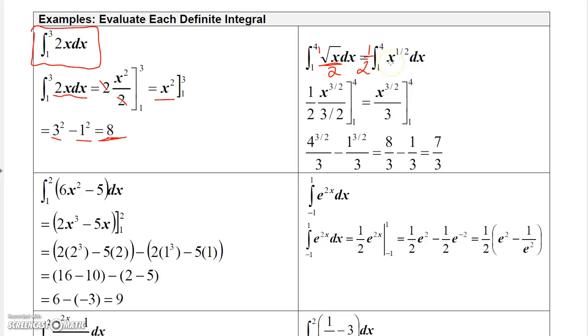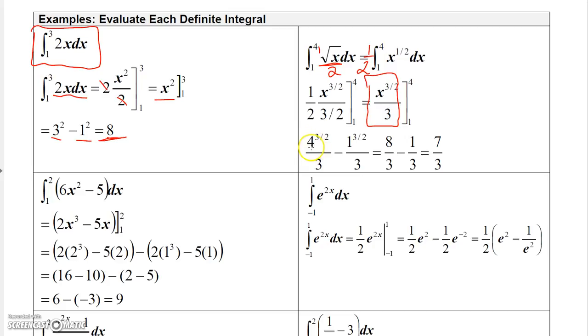So if I integrate x to the 1/2, I'm going to get x to the 3/2 divided by 3/2. But then remember, I've got this 1/2. So 1/2 times that, well, 1/2 times 2/3 just gives me 1/3. So I actually get x to the 3/2 over 3 evaluated from 1 to 4. So now I have to evaluate this function at 4, which would be 4 to the 3/2 over 3, and then minus the function evaluated at 1, which would be 1 to the 3/2 over 3.